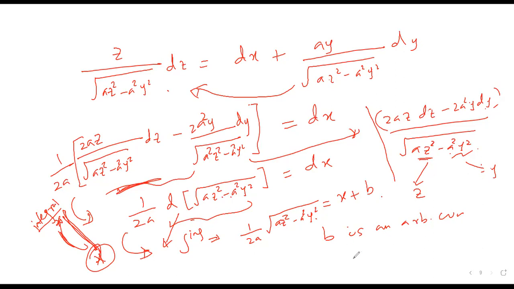Now, can you simplify this one? If I simplify this, a z squared minus a squared y squared, I take the 2a this side, cross product 2a this side. And again, take the square on both sides. It will give you a z squared minus a squared y squared, which is equal to 4a squared, so 2a going this side, 4a squared and x plus b whole thing squared.